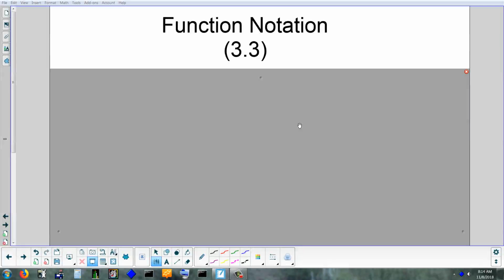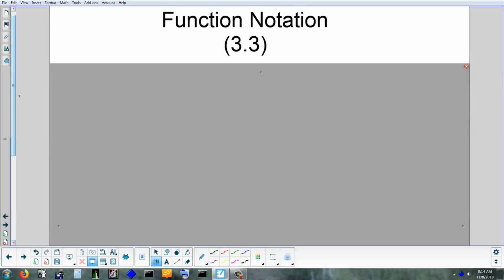All right, guys, so today, last section we'll do this week, 3.3, function notation. All right? So again, we're still dealing with functions, but today we're going to do a little bit more. Today we're going to actually do some actual arithmetic with the functions. All right?